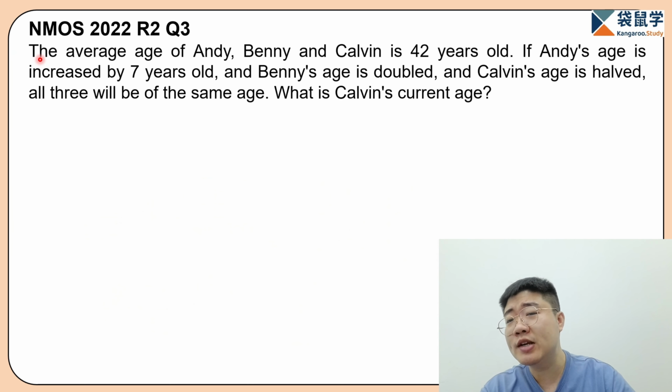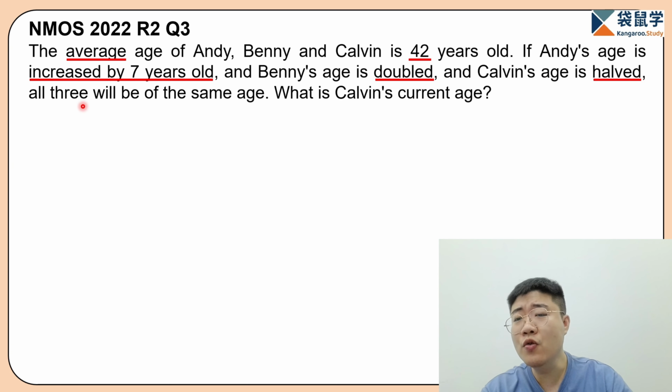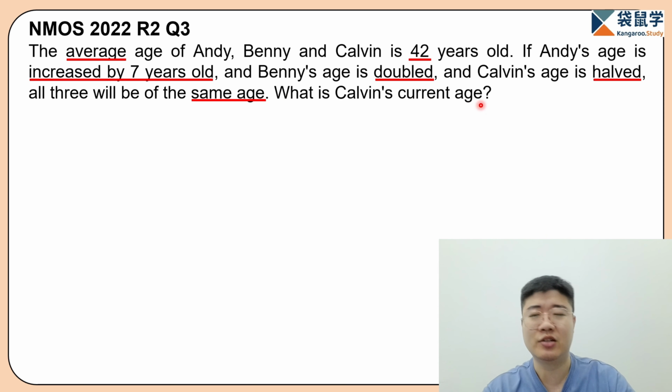Now, in this question, it says the average age of Andy, Benny, and Kelvin is 42 years old. First of all, we know the average is 42. Now, if Andy's age is increased by 7, so Andy's age plus 7, and Benny's age is doubled, so Benny's age times 2, Kelvin's age is halved, so Kelvin's age divided by 2, then all three of them will be of the same age. So they are asking what is Kelvin's current age.